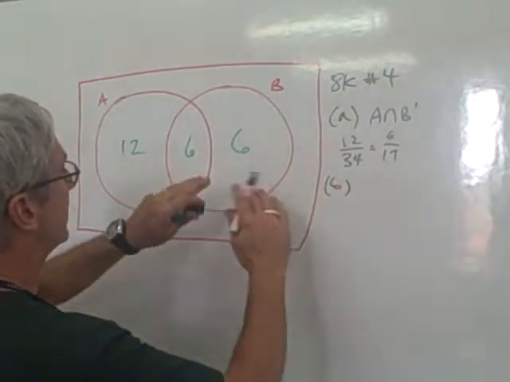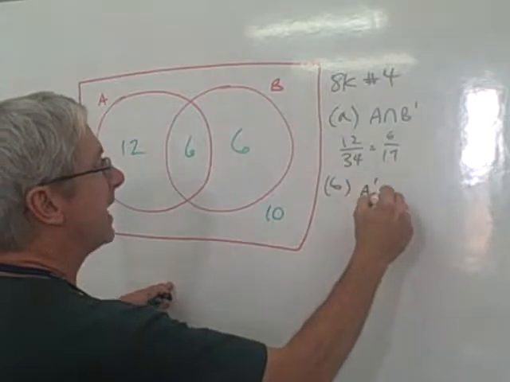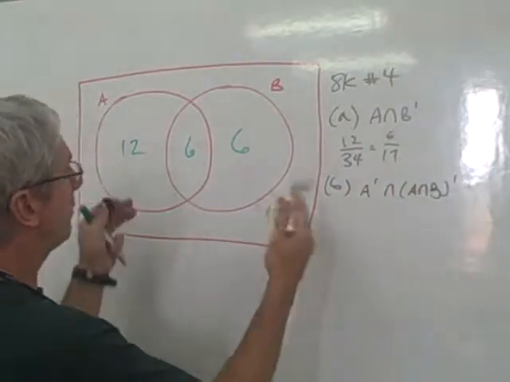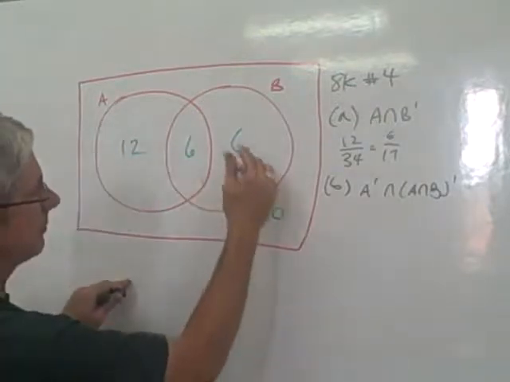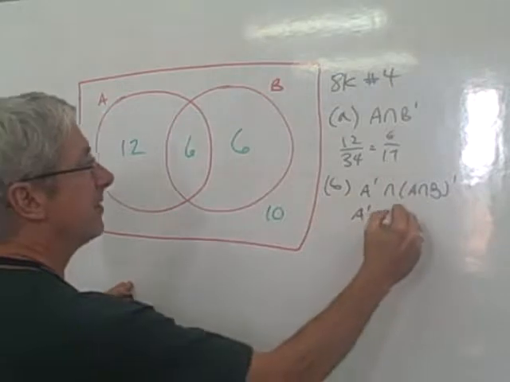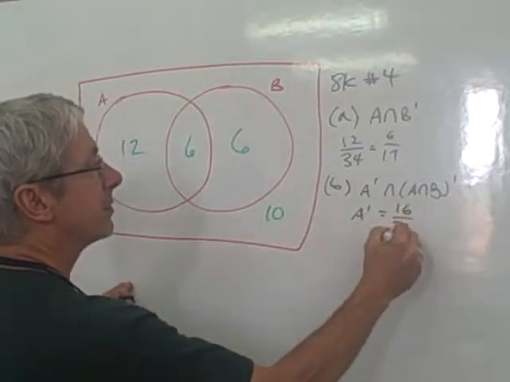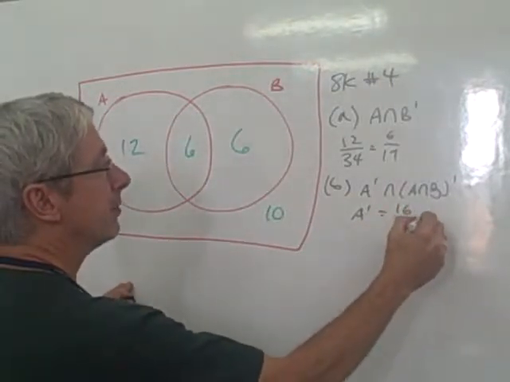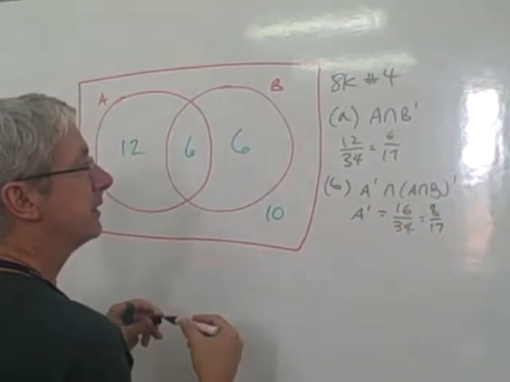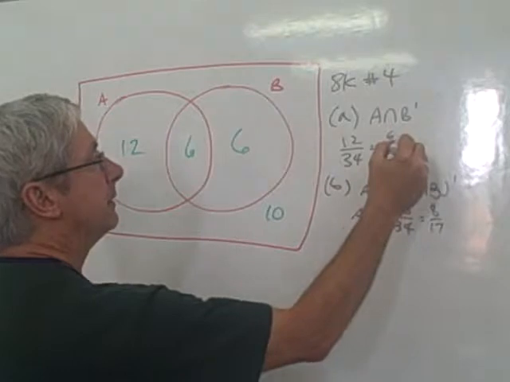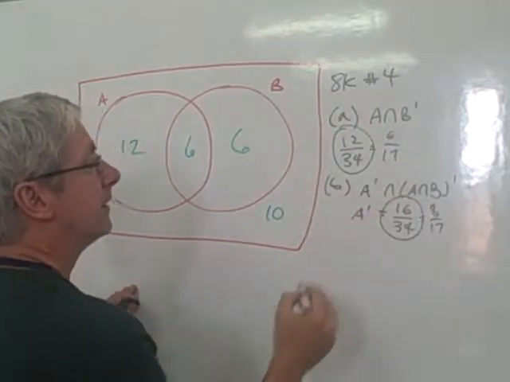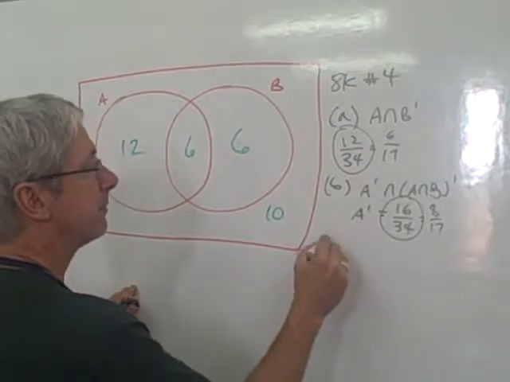So this will be not in A and not in A and B. That's the way you'd write it out, but it actually turns out to be not in A is exactly what it is, A prime. That's these 16, and there's 34 total. Okay, so once again, that reduces to 8 over 17. And this would be your answer. Well, let's circle this one. We could reduce it to that one.